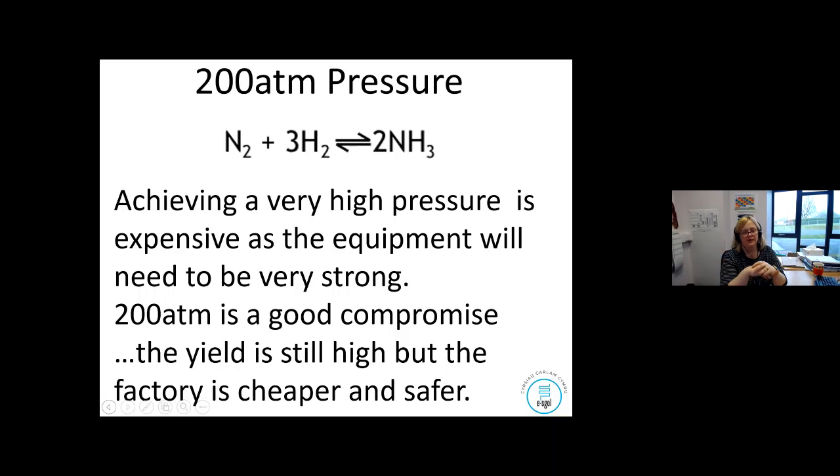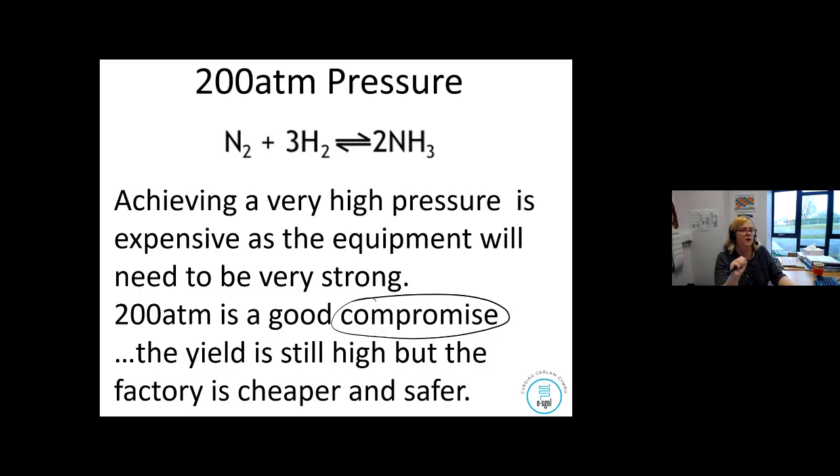So what they do is they decide 200 atmospheres is a good compromise, and this is a word that they do love when you're writing about equilibria, compromise, because there's always a compromise to be made. So you still get a pretty high yield, but you minimize the factory costs, so it becomes more economical. And it's also safer, of course, because you don't have this need for extremely strong equipment that, let's be honest, if things go wrong, could potentially explode and cause quite a lot of damage. So compromise, 200 atmospheres is what they go for. So recall the pressure, 200 atmospheres, and be able to explain it confidently.